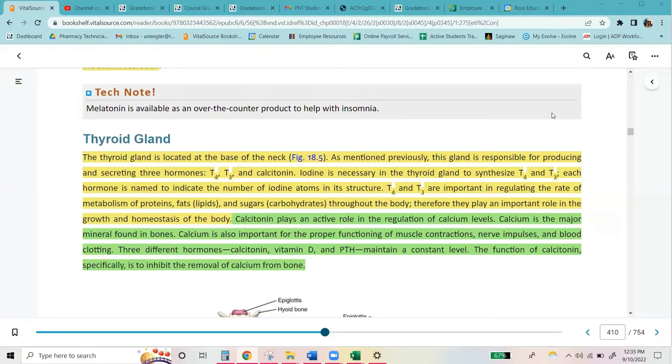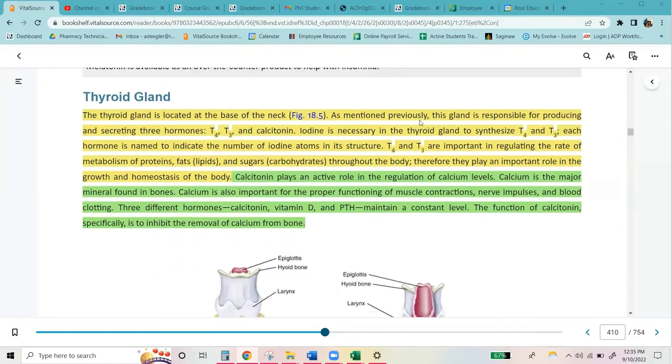Calcitonin plays an active role in the regulation of calcium levels. Calcium is the major mineral found in bones. Calcium is also important for the proper functioning of muscle contractions, nerve impulses, and blood clotting. Three different hormones, calcitonin, vitamin D, and PTH, maintain a constant level. The function of calcitonin specifically is to inhibit the removal of calcium from the bone.